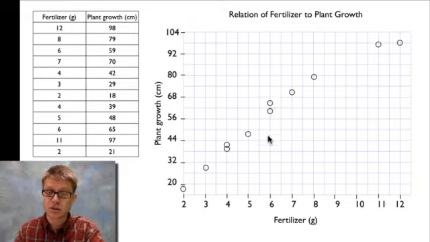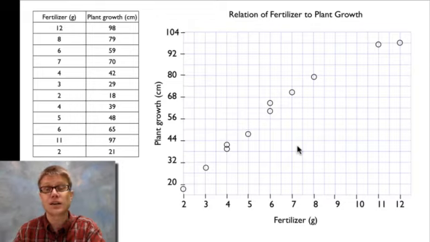Now you can see that there were some times when I had the same amount of fertilizer, but 2 different types of plant growth, and that's fine. One thing I don't want to do right now if I'm doing a scatter plot is I never want to connect these lines, because those are different plants, and so that wouldn't make any sense.